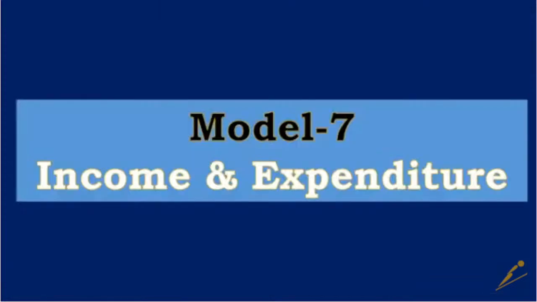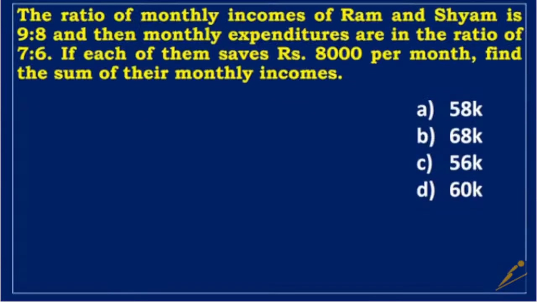Model 7. Income and expenditure. Example 1. The ratio of monthly incomes of Ram and Shyam is 9:8, and their monthly expenditures are in the ratio of 7:6. If each of them saves rupees 8,000 per month, find the sum of their monthly incomes.